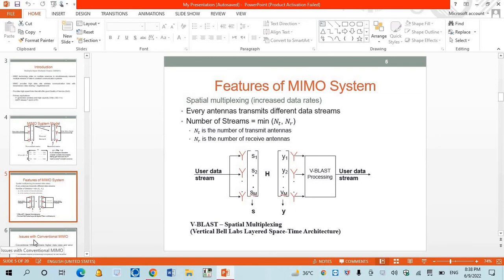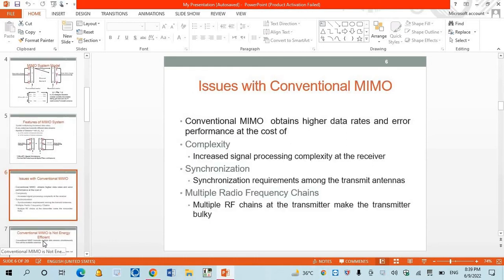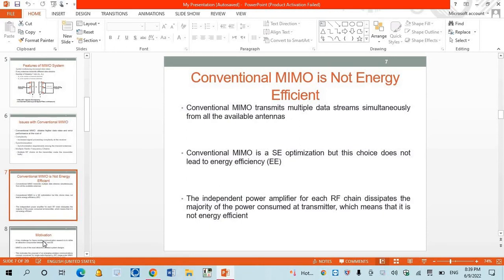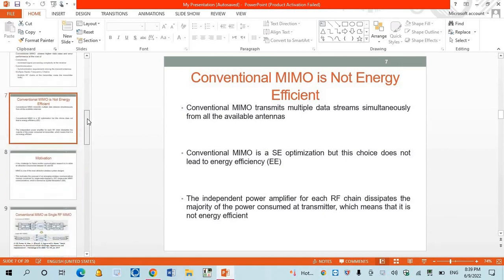The feature of MIMO system is spatial multiplexing, or it increases the data rate due to the many antennas at the transmitter and receiver system. As the MIMO system is spectral efficient, that is, it has high data rate, high transfer of data rate, but it is not efficient in the energy level. That is, it requires more power for the multiple antennas at the transmitter as well as at the receiver station.